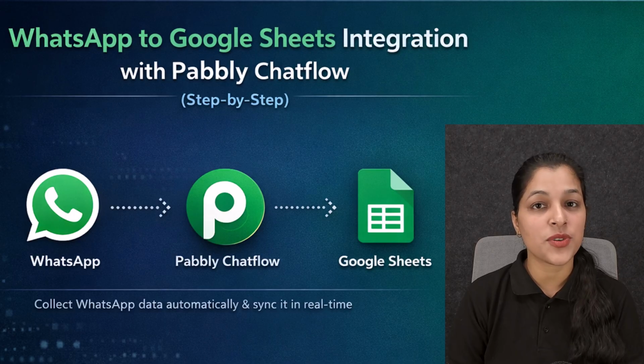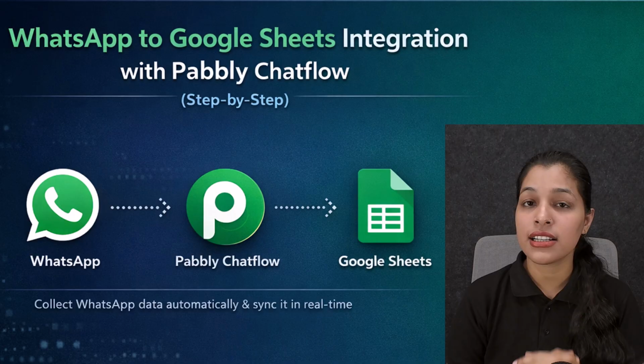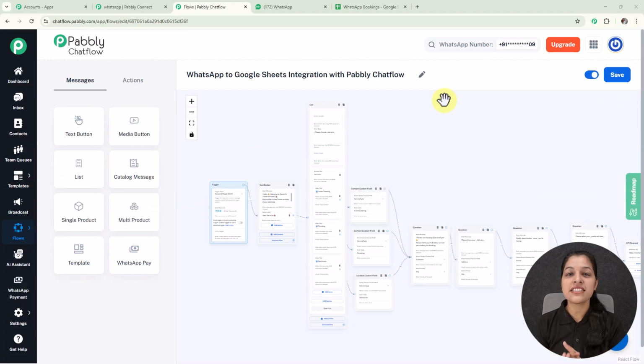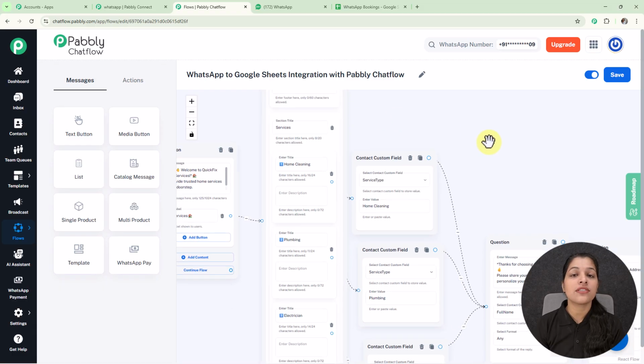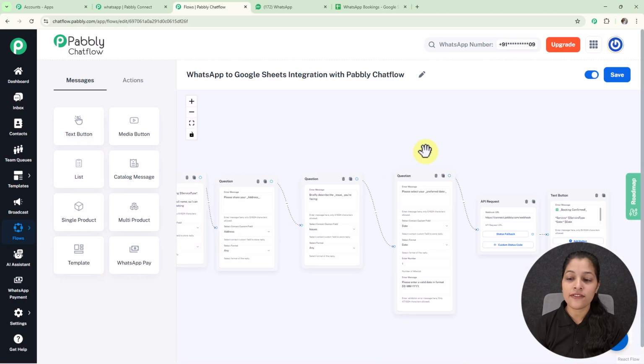Firstly, I will demonstrate how this automation or this WhatsApp chatbot works in real time, and afterwards we will build this WhatsApp chatbot step by step. Right on my screen inside Pabbly Chatflow, you can see I have already created a flow by which I am going to integrate WhatsApp and Google Sheet, meaning I am going to save the leads or bookings received from my WhatsApp. This is the structured format of the flow which I have created, and I am going to show you how you can create this flow for integrating your WhatsApp with Google Sheet.